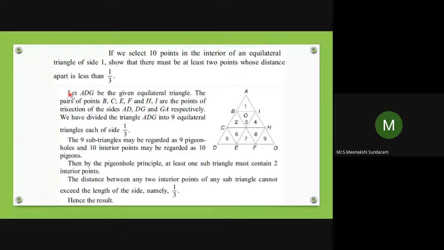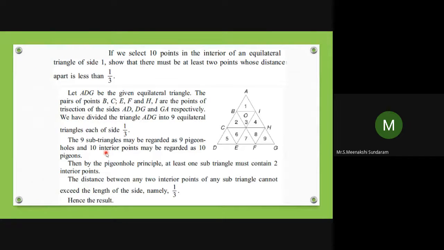So let ADG be the given equilateral triangle. The pairs of points BC are on the side AD, EF on the side DG, and HI on the side GA. We divide the triangle ADG into 9 equilateral triangles by trisection of all sides. Suppose it were 1 by 2, meaning midpoints, then we would get 4 equilateral triangles. Each side is 1 by 3.